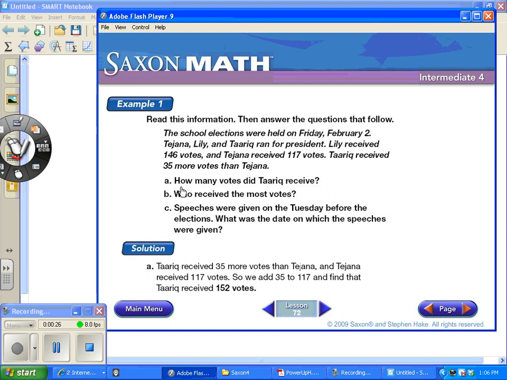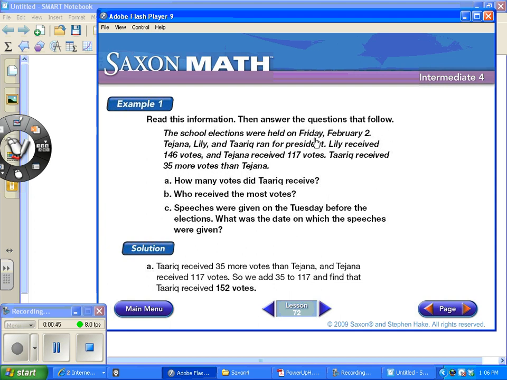Okay, so let's look at A. How many votes did Tariq receive? Who received the most votes? And speeches were given on the Tuesday before the elections. What was the date on which the speeches were given? So now let's go back and read the information.